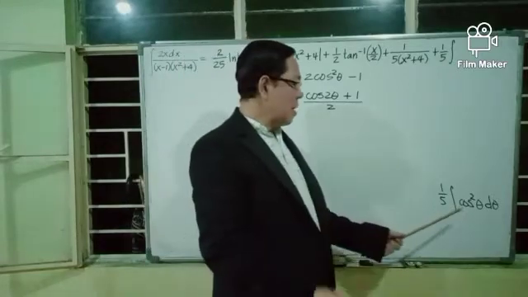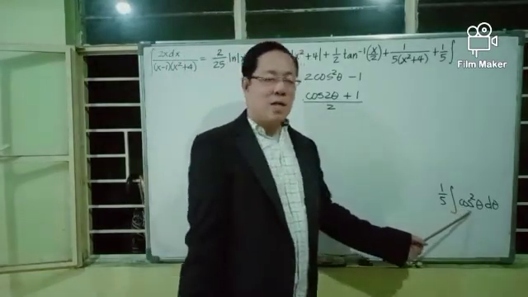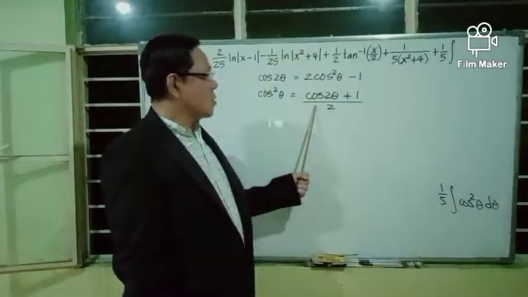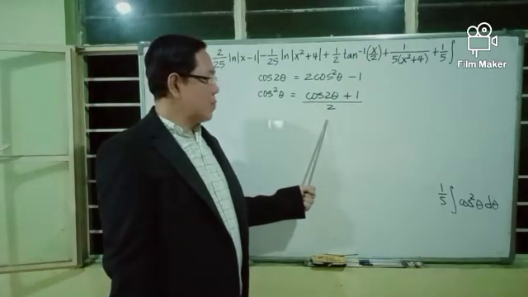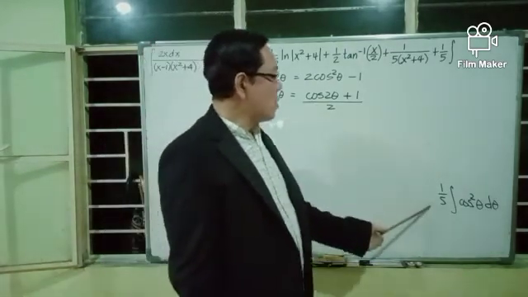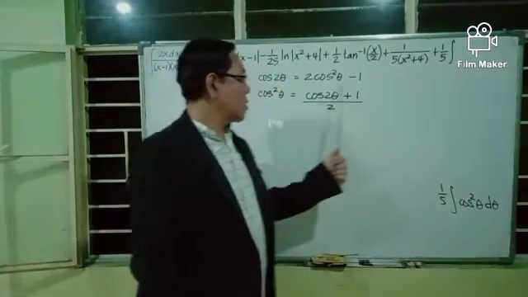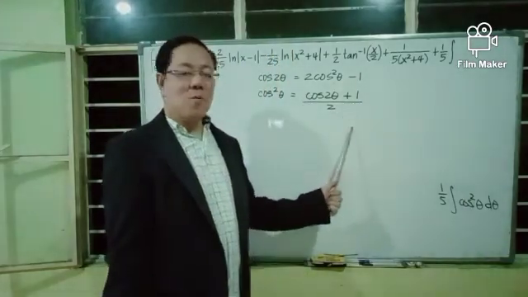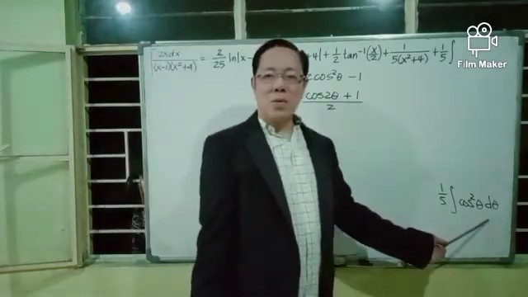And in this integral, we replace cosine squared theta with (cosine 2 theta plus 1) over 2. And we get 1 over 5 times the integral of (cosine 2 theta plus 1) over 2 with respect to theta.